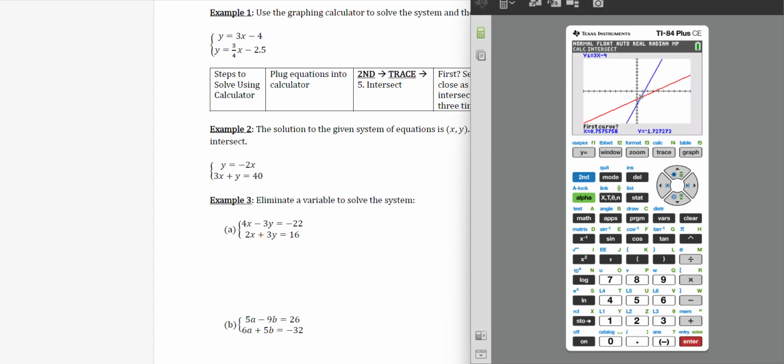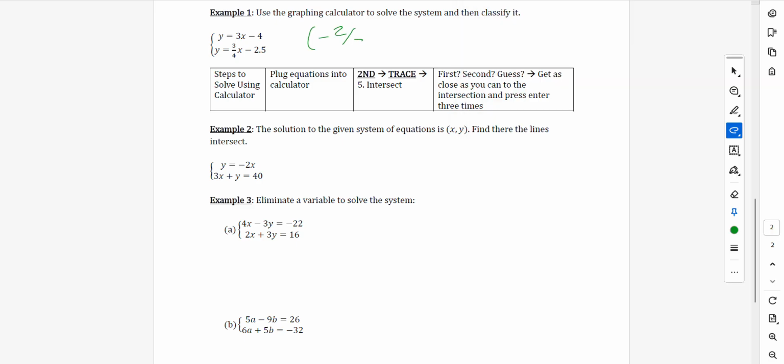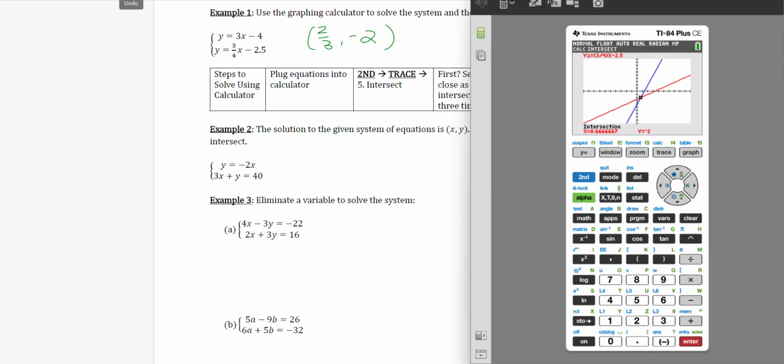Yep. So here, my answer is 2/3, -2. Oh, 2/3, not negative. 2/3, -2. Yeah. Mine wasn't as vertical or something. Did you have the same window, or is your window just a little bit different? It's just because your settings are a little bit different.